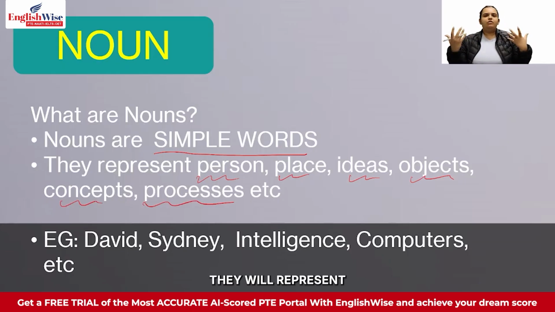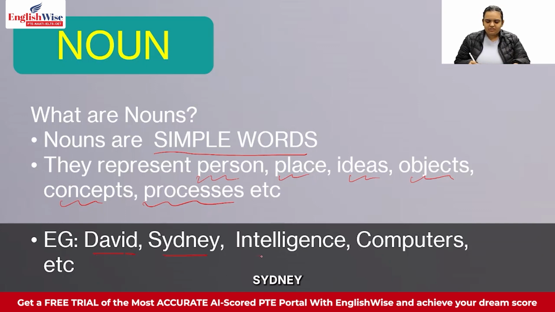They will come and represent something. They are not going to do any action by themselves. They are just existing. I have some examples listed here like David, Cindy, intelligence, computers. They are all nouns because they are not doing anything. They are just existing by themselves. Even words like faith and hope are also nouns because they are not doing anything. They are just existing by themselves.